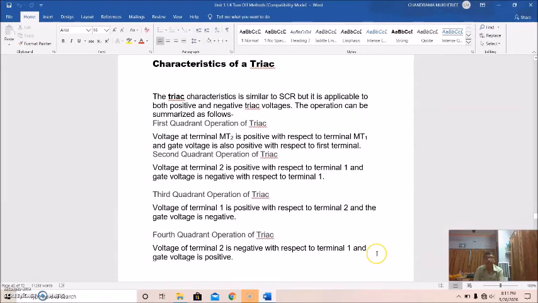Now characteristics. TRIAC characteristics are similar to an SCR, but are applicable to both positive and negative TRIAC voltage. First quadrant operation of the TRIAC: when voltage on MT2 is positive with respect to terminal MT1, and gate voltage is also positive with respect to the first terminal. Second quadrant operation: voltage at terminal 2 is positive with respect to terminal 1, and gate voltage is negative with respect to terminal 1.